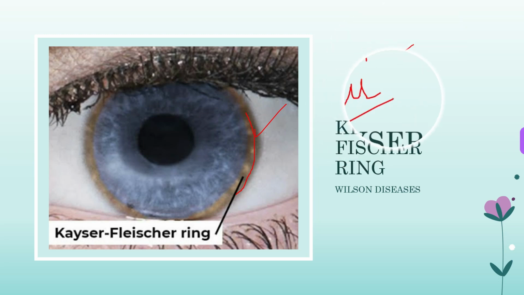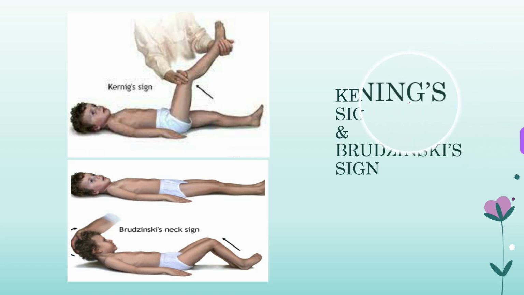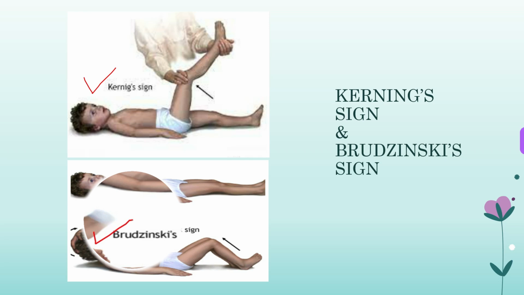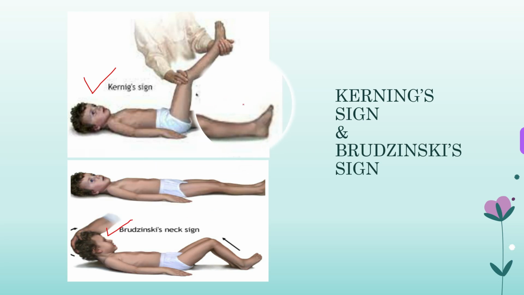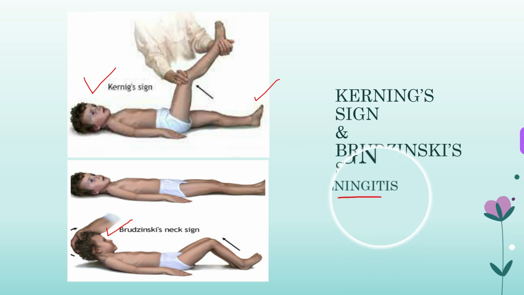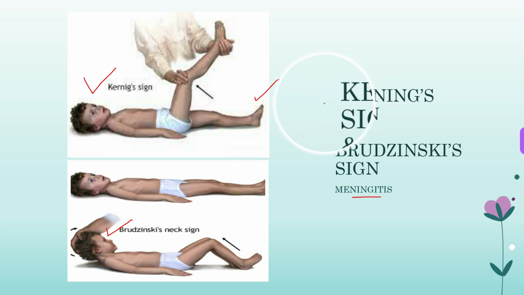Now we have 2 very important signs, and they are always asked. First is Kernig's sign and second is Brudzinski sign. First of all, we'll talk about Kernig's sign. As we all know, this is seen in meningitis, and Brudzinski sign is also seen in meningitis. These are the 2 classical signs of meningeal irritation, or you can say meningitis.